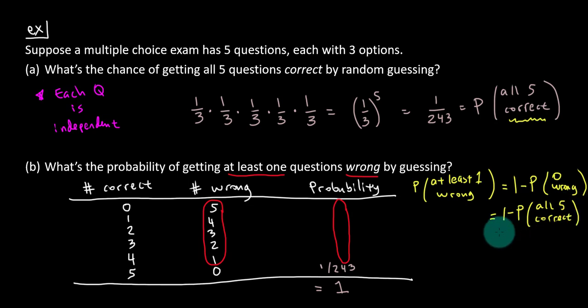which is 1 minus 1 over 243, which is, if I thought about the common denominator here, that would be a common denominator of 243, and that'd be 242 in the numerator, which is a pretty substantial probability. It's about 99%, 0.588.